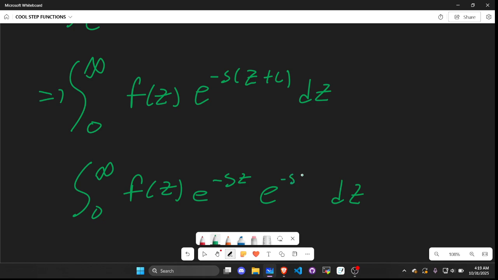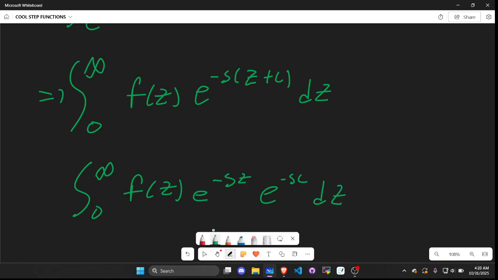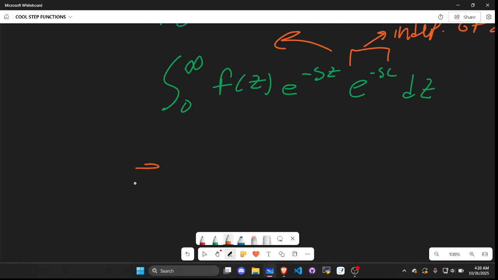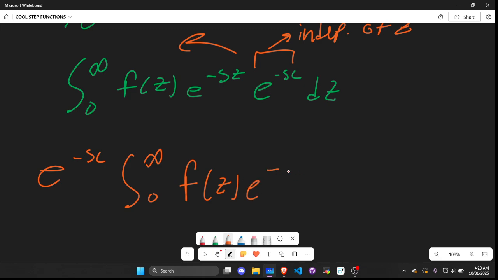Or sorry, sc dz. Now, what do you notice about this e value? This e value here is not dependent on z, so it's independent of z, which means we can take it out of the integral. So we're going to go ahead and do that. So we'll have e to the negative sc times the integral from 0 to infinity of f of z e to the minus sz dz.